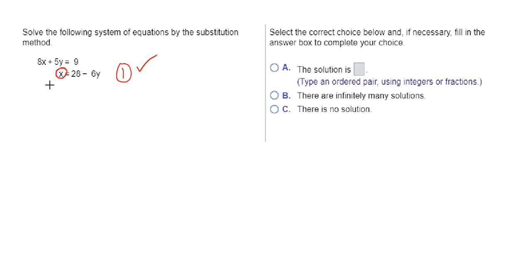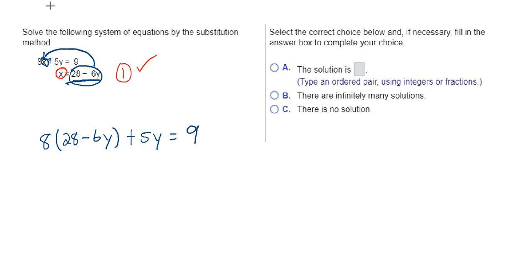Step 2 is to take that equation that's solved for x and plug it into the other equation, the top equation, for that variable. So we're going to replace the x in the first equation with what it's equal to in the second equation, which is this part right here. All right, so I'm going to rewrite this first equation right here. We'll have 8, but in place of this x, I'm going to plug in 28 minus 6y, because that's what x is equal to in the second equation. That's what we will replace x with in the first equation. And then the rest of the equation just gets written out the same. We'll have plus 5y equals 9.